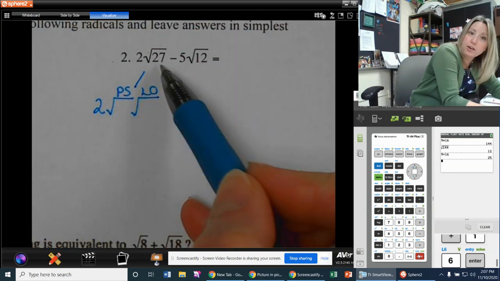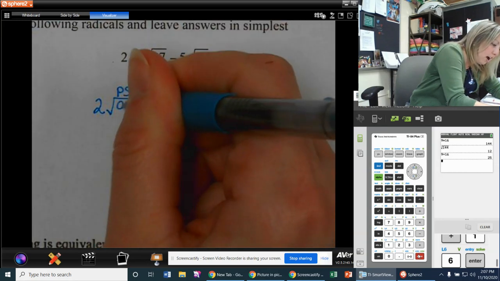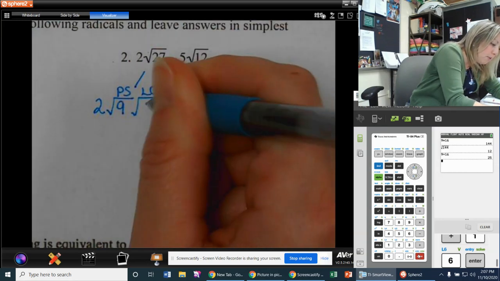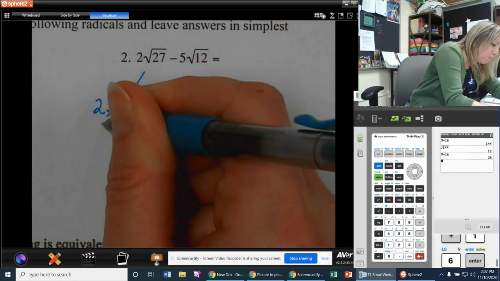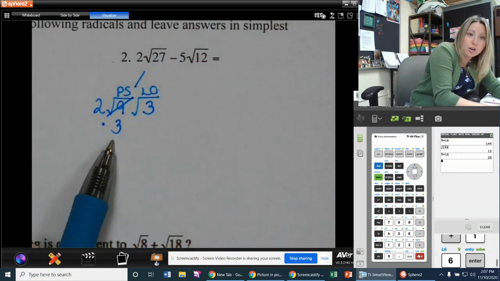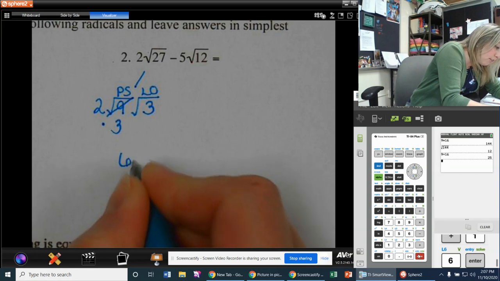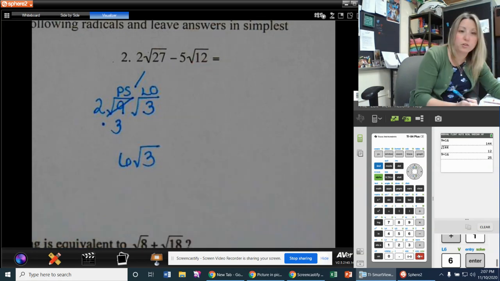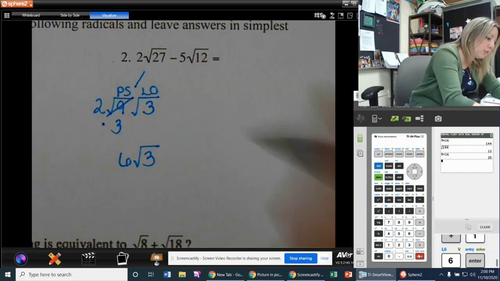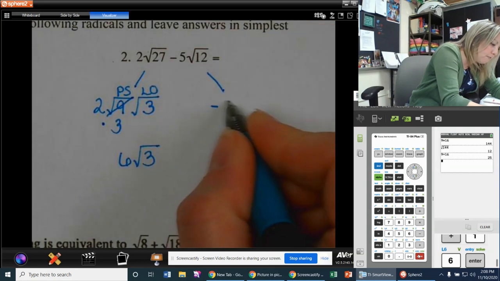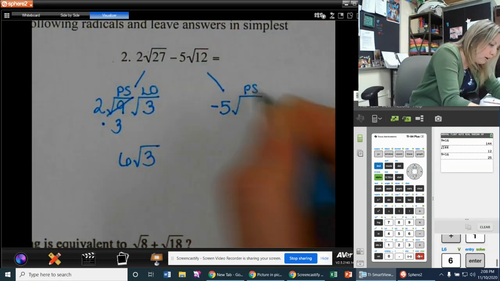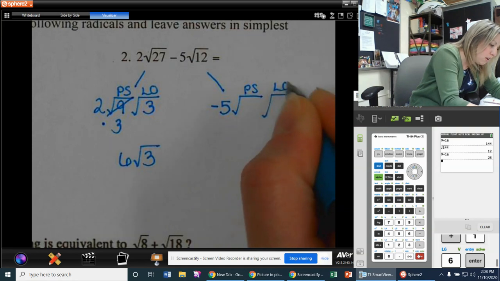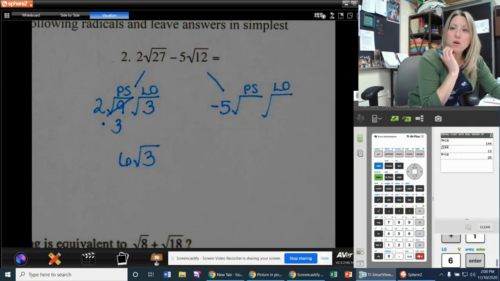The perfect square that divides evenly into 27 is 9. 27 divided by 9 is 3 is the leftover. Take the square root of 9, you get 3. Multiply your coefficients together. 2 times 3 is 6 radical 3. That's what I'm going to use instead. On the other side, it's a negative 5, right? And we're going to divide into perfect square and leftover. Perfect square that divides evenly into 12 is 4.